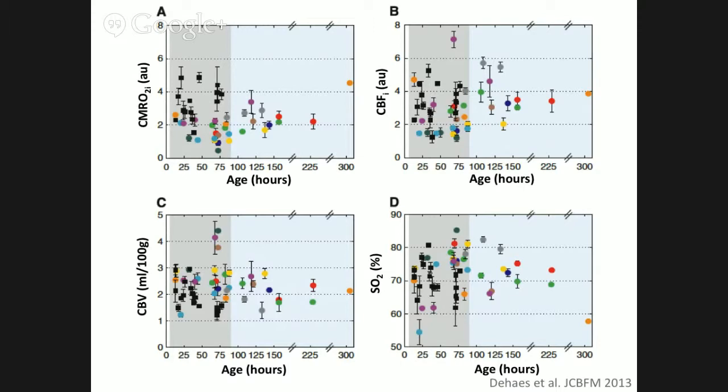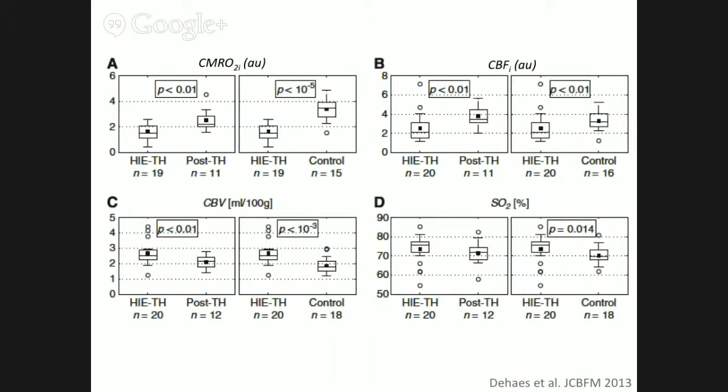So if we then summarize this data, and this is just box plots comparing during cooling versus post-cooling, and during cooling versus controls, we see that CMRO2 is the parameter that provides the most contrast. It's depressed during cooling as compared both to the post-cooling period and to controls.